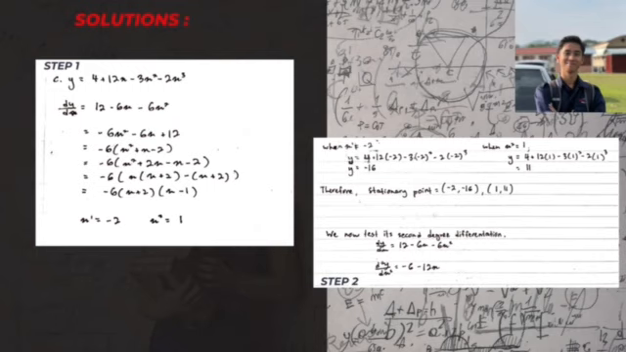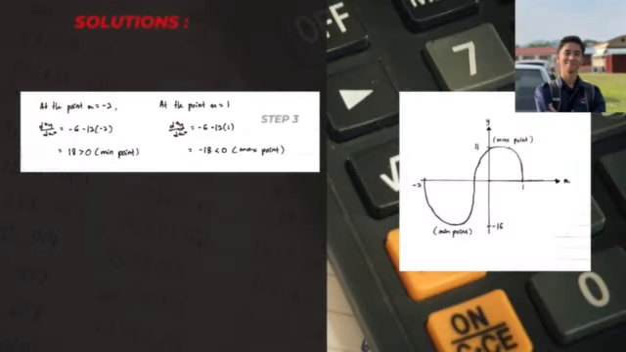And we now test with the second derivative. dy/dx equals 12 − 6x − 6x². We will get for the second derivative −6 − 12x. At the point where the first x is −2, we will substitute it into the second derivative function and we will get 18, which is more than 0. That is a minimum point.